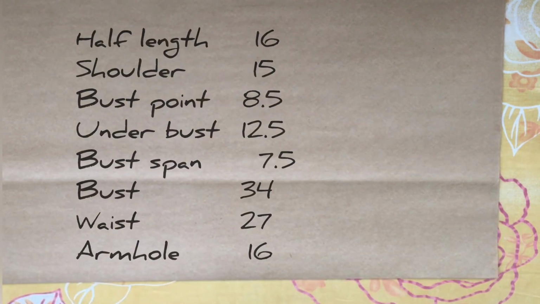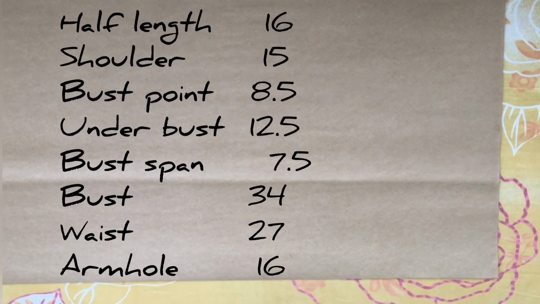We also need our basic body measurements, where we'll have the half length, the shoulder, the bust point, underbust, bust span, bust waist, and the armhole. Now the first thing I'm going to be doing is to rule a straight line, which is going to serve as my starting line.